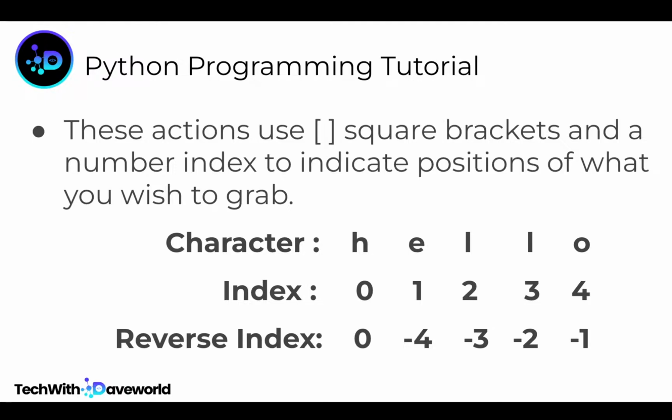Also, there's something called reverse index, and basically if you want to grab o, you can use -1. So -1 indicates the last index that is available. Then you can have -1, -2, -3, -4, and so on and so forth.